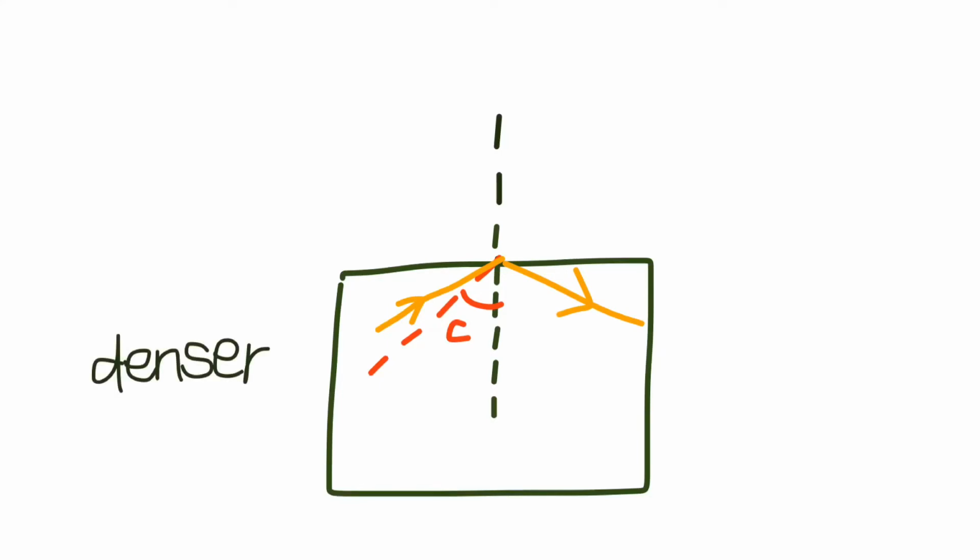Remember, this can only happen when light travels from a denser medium to a less dense medium. This is where the name total internal reflection comes from. The light is totally internally reflected.